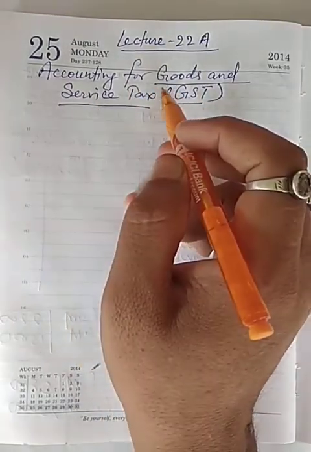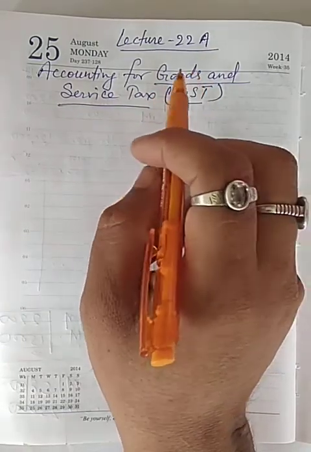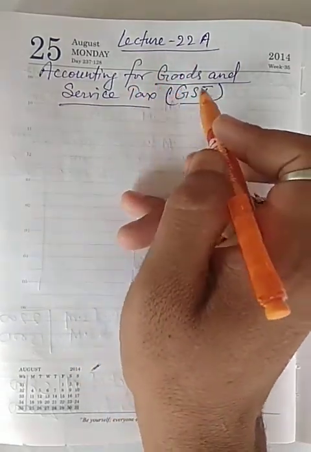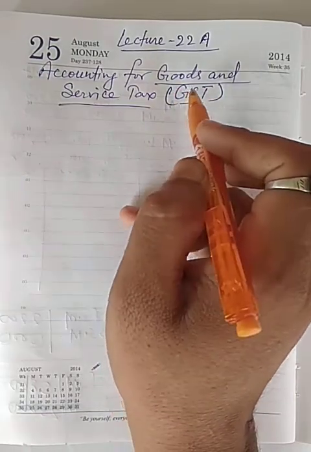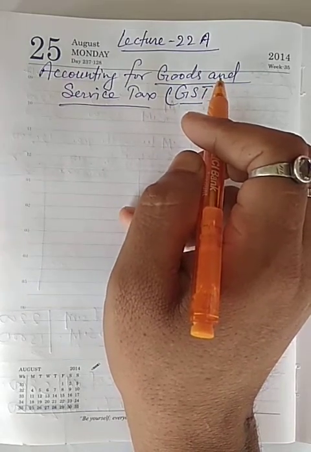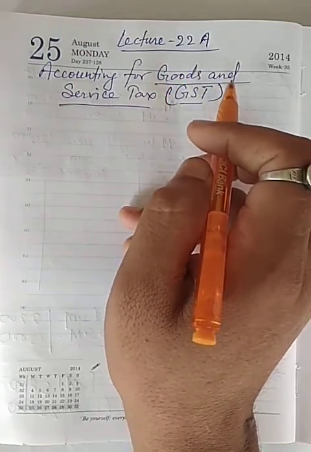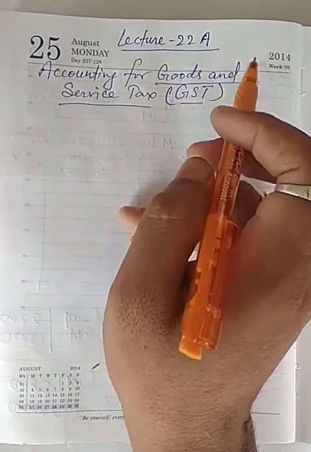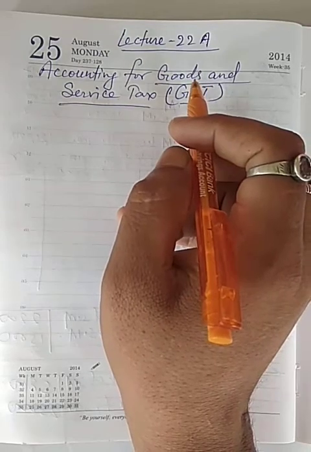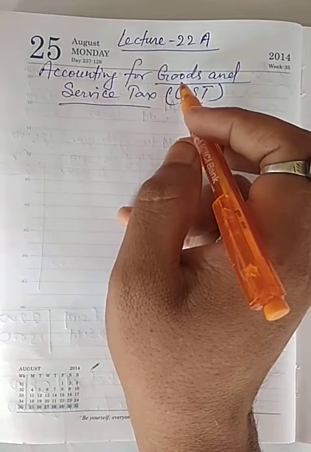In this chapter, our learning objectives will be the meaning of GST, taxes merged into GST, GST rate structure, objective or advantage of GST, types of tax under GST, and accounting procedure. So today I will teach you the theoretical part of GST.